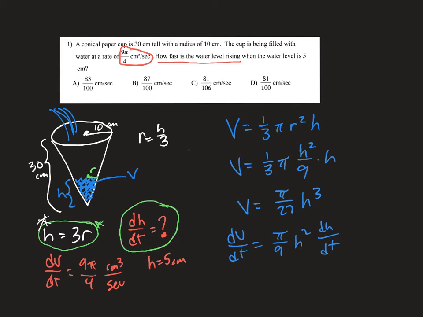And now I can substitute my values in. So I know that dV over dt is 9 pi over 4. And I know that h is 5. So we'll plug in 9 pi over 4 equals pi over 9. And then because h is 5, I'm going to put 25 right there, because h squared would be 25. And then I'm going to solve for dh dt.